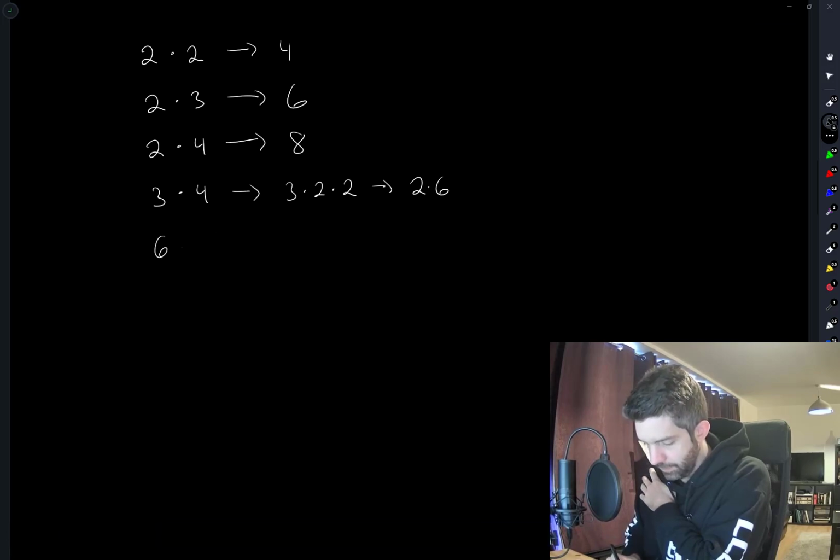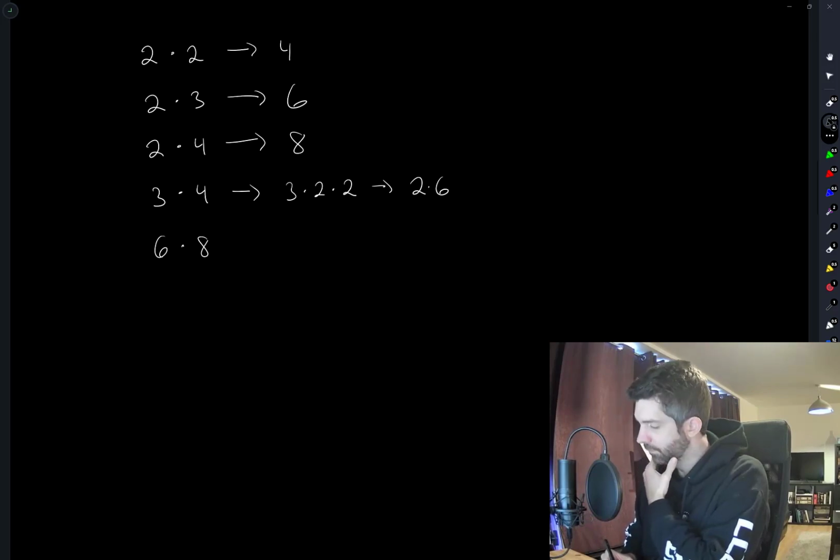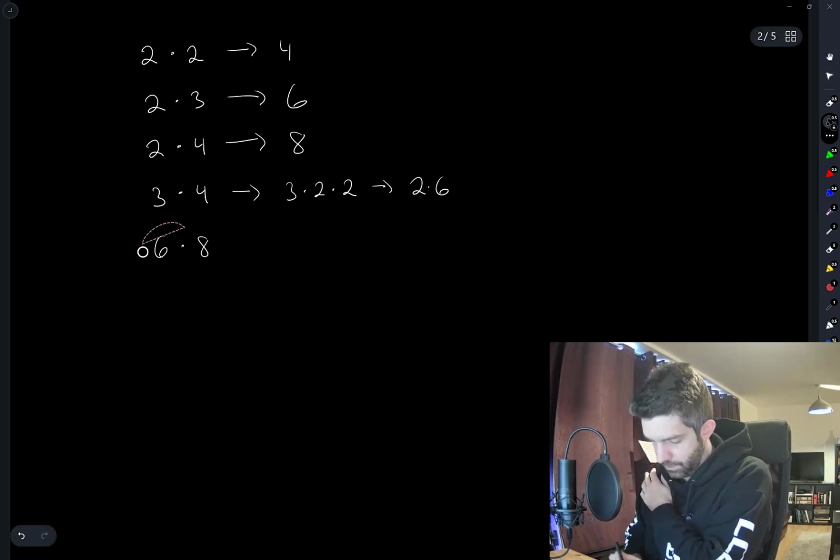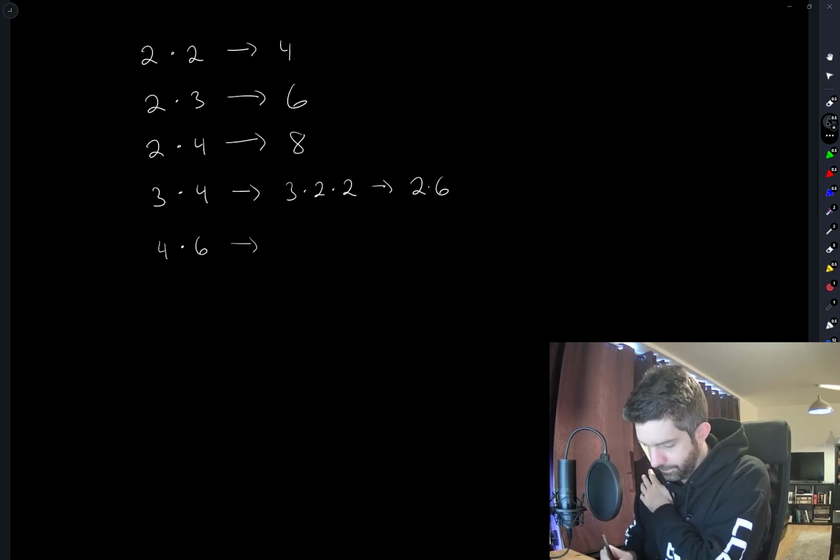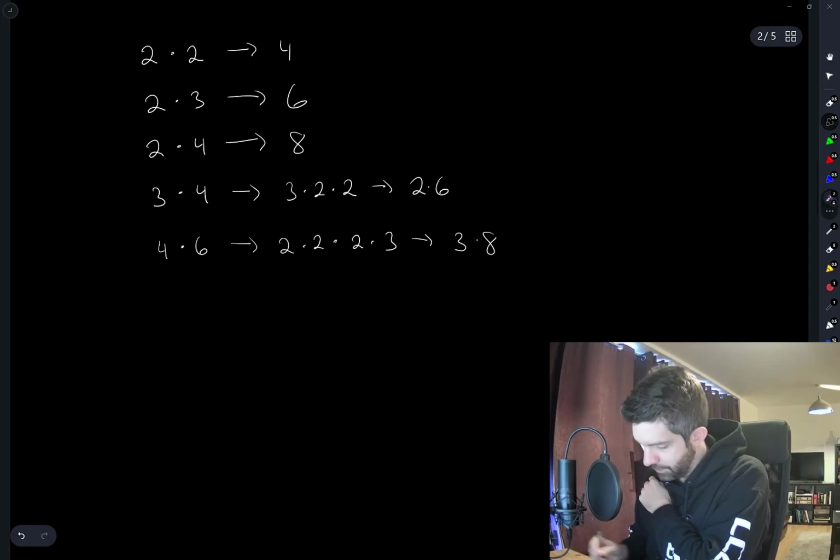What about 6 times 8? Well, hold on, I'm skipping ahead here. 4 times 6. Well, this is the same as 2 times 2 times 2 times 3. I can replace this with 38. Okay, so I can't have a 4 and a 6 because that can be replaced with 38, which is smaller.